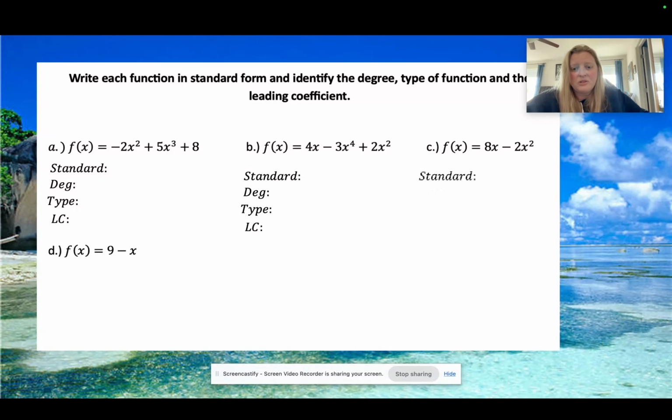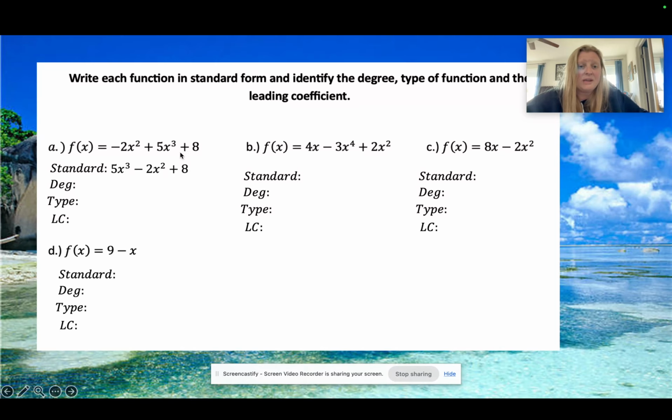So if I was you, I would just go ahead and do that for all of them so that you're set up, and then all you have to do is just identify information. All right, so standard form, I have to put the highest exponent first. So the 5 goes first, and then the -2, and then the 8. So we want these going down, which they are, so that's good.